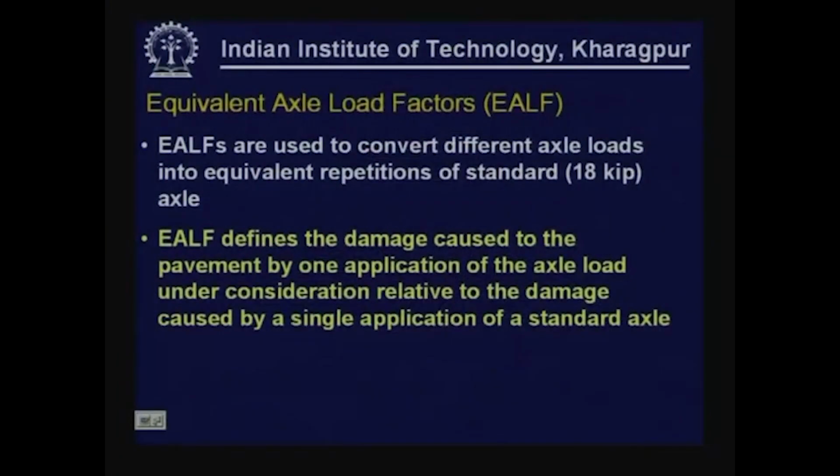to. Equivalent axle load factors are used to convert different axle loads into equivalent repetitions of standard axle. Equivalent axle load factor defines the damage caused to the pavement by one application of the axle load under consideration relative to the damage caused by a single application of a standard axle. This concept we have discussed in the previous lessons, but once again, equivalent axle load factor gives us an idea of relative damage caused by a specific load in comparison to the damage caused by the standard axle load, which is 18 kip axle load.